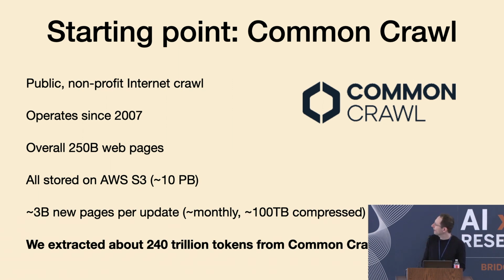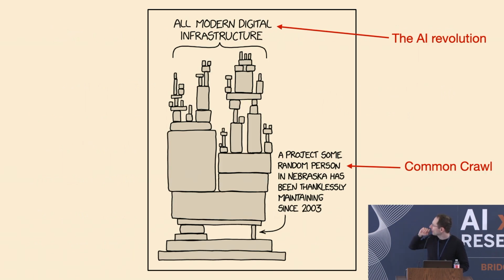Okay, this is Common Crawl. To illustrate how important Common Crawl is for AI development, I thought I would repurpose this nice XKCD comic. This illustrates the software stack that we use in our daily lives, all modern digital infrastructure at the top. And there are these funny projects here, a project some random person in Nebraska has been thanklessly maintaining since 2003. And all of modern software rests on this project. Every now and then, people find a big security vulnerability in a library, and then it turns out everyone has been using this library, and there's one guy maintaining this half time.